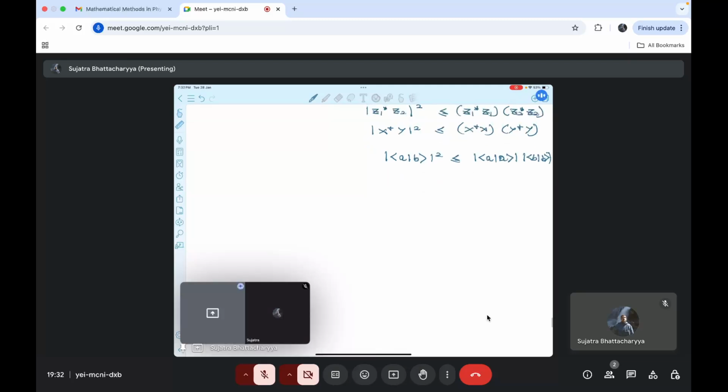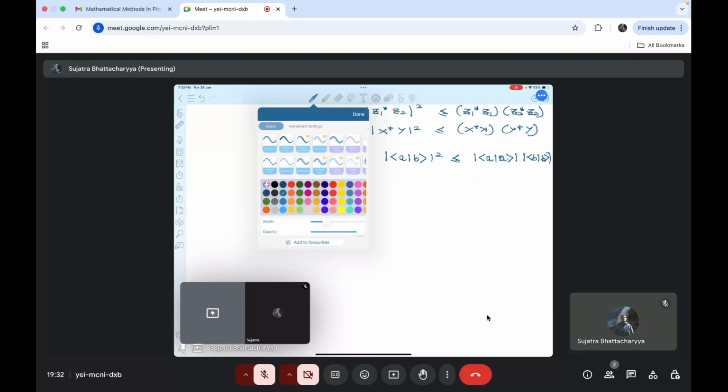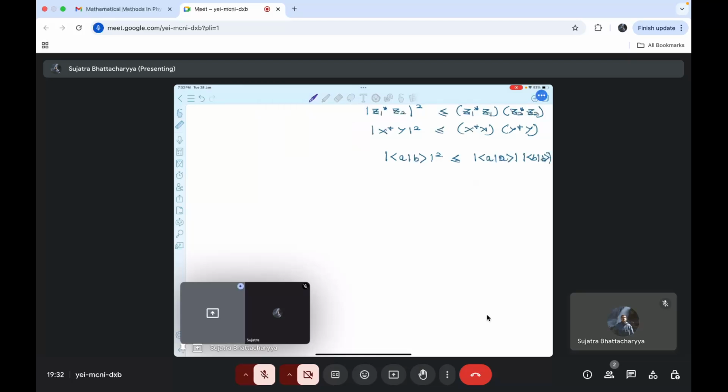Okay. Now, less than half an hour is left. So let us move to the linear combination of the vectors, and from there we deduce the dependence and independence of the vectors. Okay, fine. So let's jump on to the linear dependence and independence.